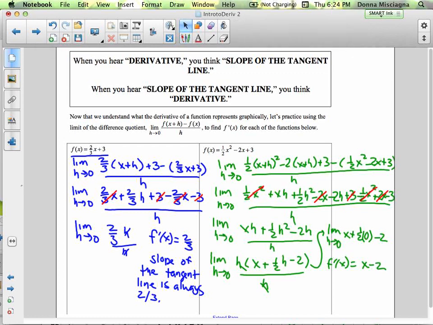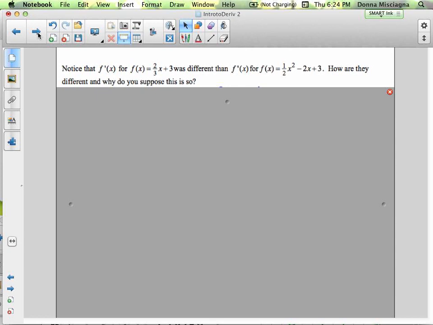Right? Notice that its degree is 1 less than the degree of the original function. So notice that the derivative for f of x equals 2/3 x plus 3 was different than f prime of x for f of x equals 1/2 x squared minus 2x plus 3. How are they different, and why do you suppose this is so?